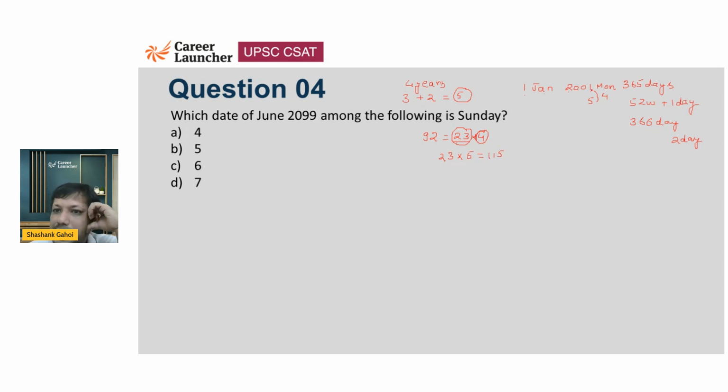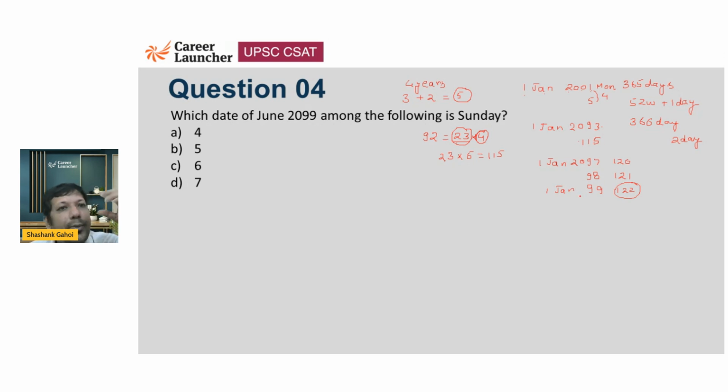So 1 Jan 2001, 92 years later, it is going to be 1 Jan 2093. And I am going to get how many extra days? That is 115. Plus, I am going to add 4 years. So I am going to say 1 Jan 2097. I am going to get 5 more days. So I am going to get 120. Okay. Now, 1 Jan 2098. I'm going to get 1 extra day, 121, and 1 Jan 2099, I'm going to get 1 extra day, that is going to be 122. So I got 122 extra days till now. Now I have reached 1 Jan 2099.